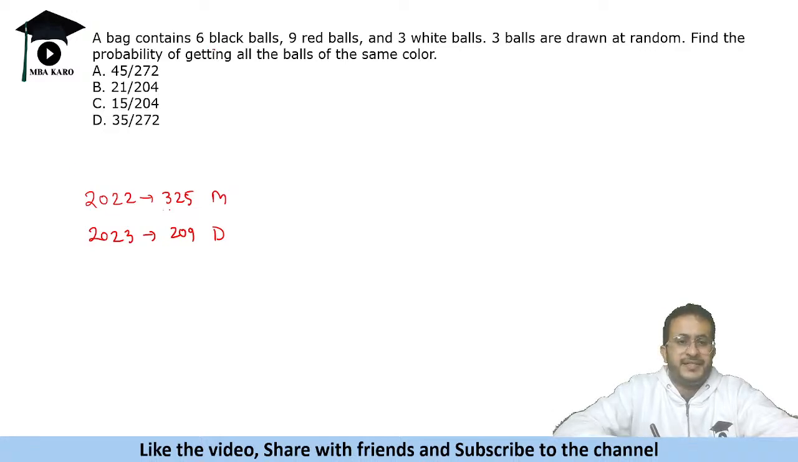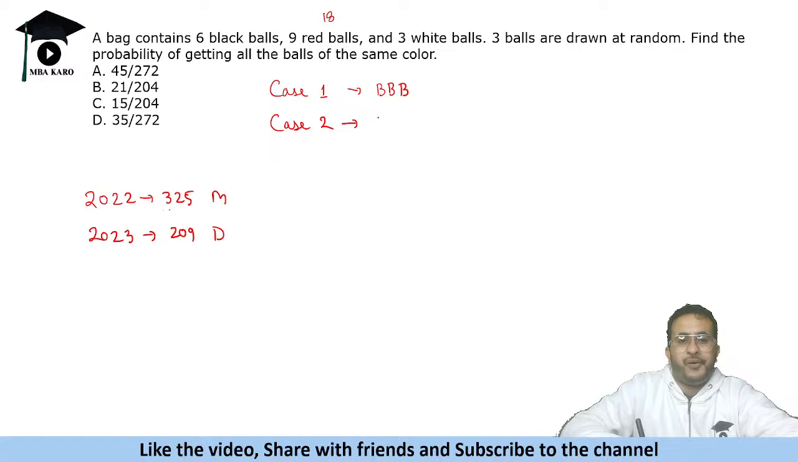Okay, so bag contains 6 black balls, 9 red balls, 3 white balls. ठीक है, तो टोटल कितने हो गए, 18 balls हैं, and 3 balls are drawn. Find the probability of getting all the balls of same color. So how can we get all balls of same color? So there are three cases. Case 1, we get all black balls. All red balls. Third case is we get all white balls.